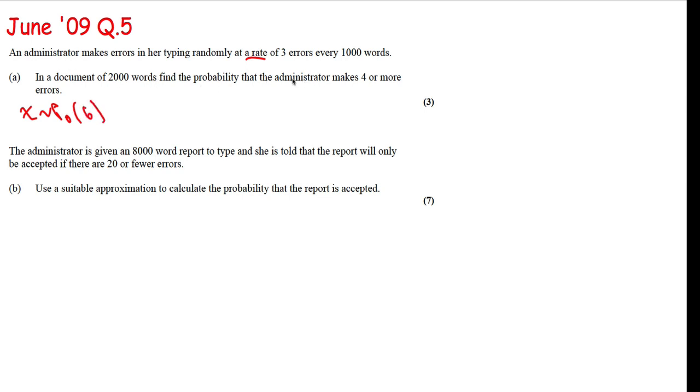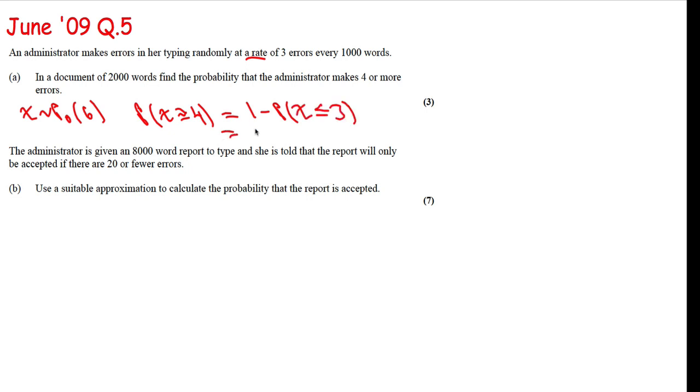We want the probability that the administrator makes 4 or more errors. So if x is the random variable that an error is made, we want the probability that x is greater than or equal to 4. Right, well, we should remember that that is going to be the same as 1 minus the probability that x is less than or equal to 3.